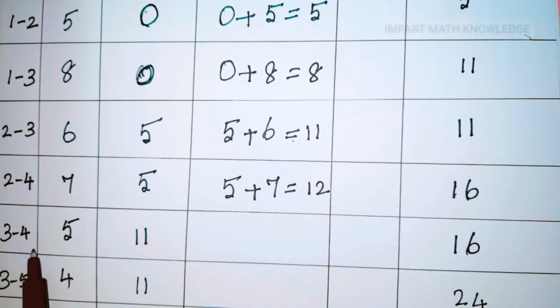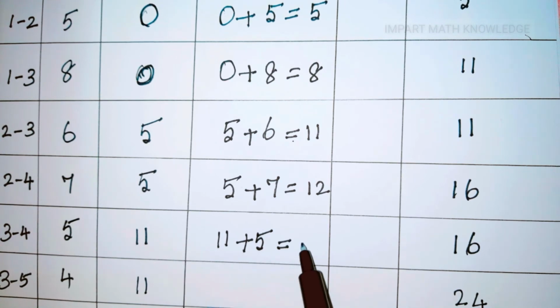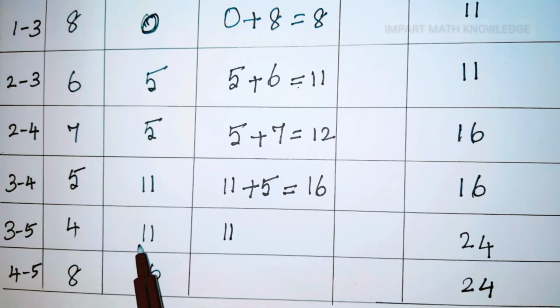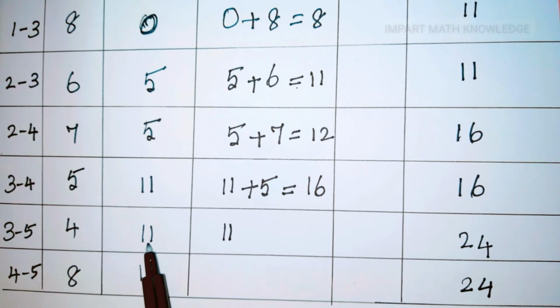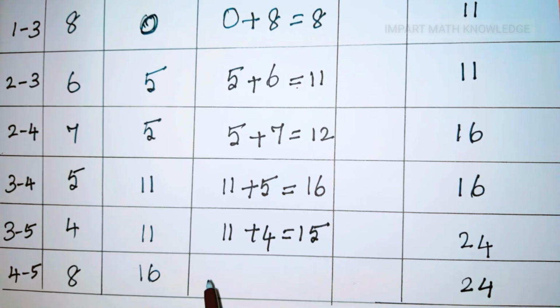For the activity 3 to 4, EST is 11, duration is 5, so EFT for the activity 3 to 4 is 16. For the activity 3 to 5, EST is 11, duration is 4, so 11 plus 4 is equal to 15. Next, for the activity 4 to 5, EST is 16, duration is 8, so EFT for 4 to 5 is 24.